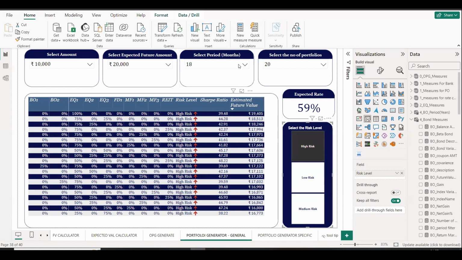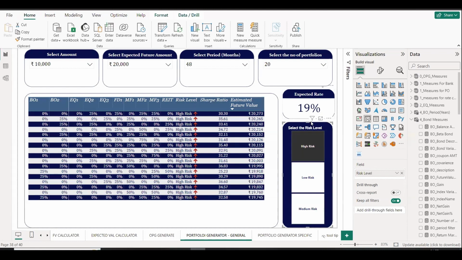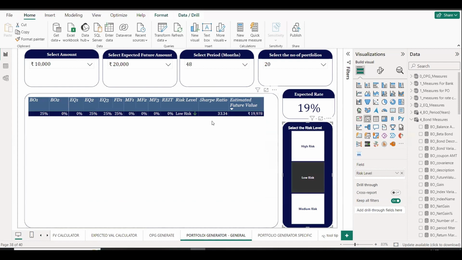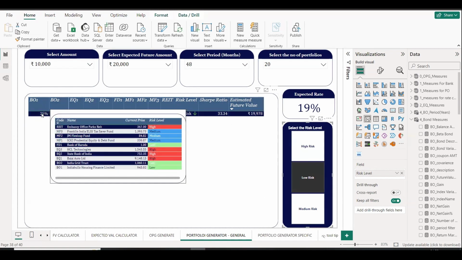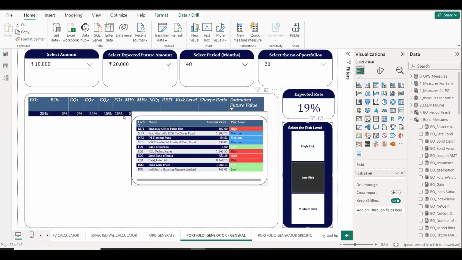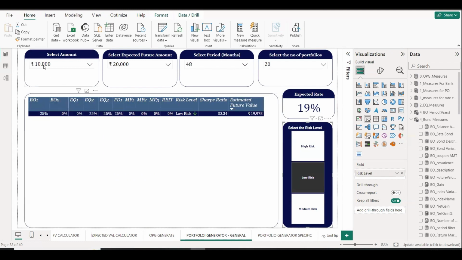So let's say instead of 18 months, I'm willing to invest it for 48 months. So my expected rate becomes 19%. So here what I can do is, should I really take higher risk to earn a 20,000 rupees return or 19% return? So let's see if I select low risk. Yes. So if I select low risk, I'm getting a portfolio where I'm able to get a very close figure here. So by investing in bond one and equity two, equity three, FP1, by dividing my 10,000 in this proportion, 2,500 here, 2,500 here, 2,500 here, and on these four investment options, I'll be diversifying my risk exposure, and I'll be able to generate a similar return in the future.